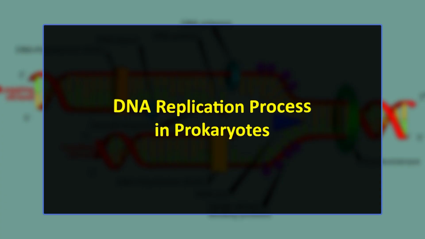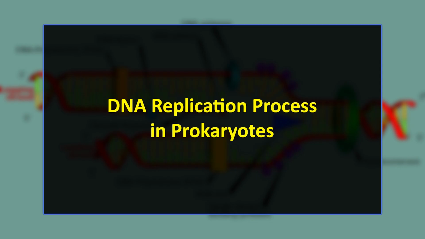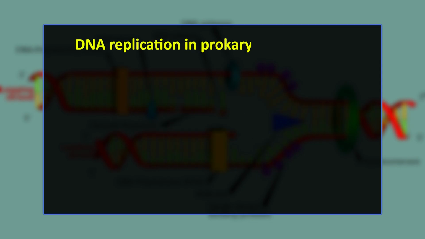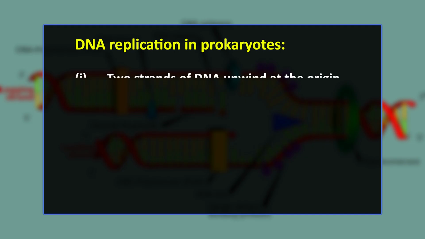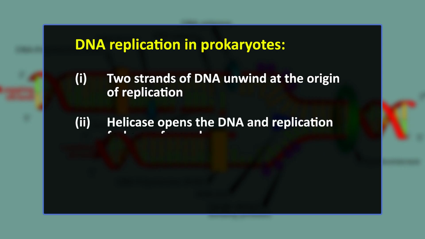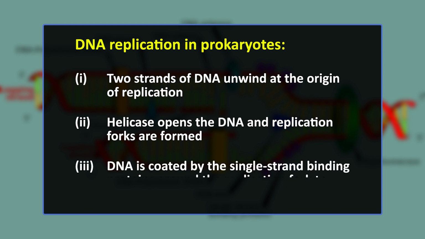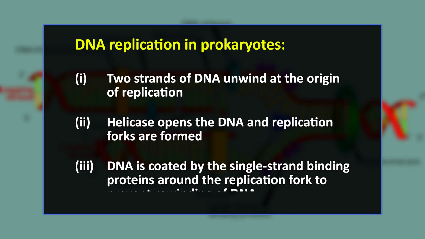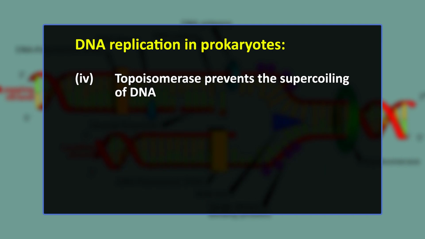Dear students, let's now discuss the main differences in the process of replication of DNA in both prokaryotes and eukaryotes. DNA replication process in prokaryotes. The DNA replication in prokaryotes takes place in the manner that the two strands of DNA unwind at the origin of replication, helicase opens the DNA, and replication forks are formed. The DNA is coated by single strand binding proteins around the replication fork to prevent rewinding of the DNA. Topoisomerases then prevent the supercoiling of DNA.